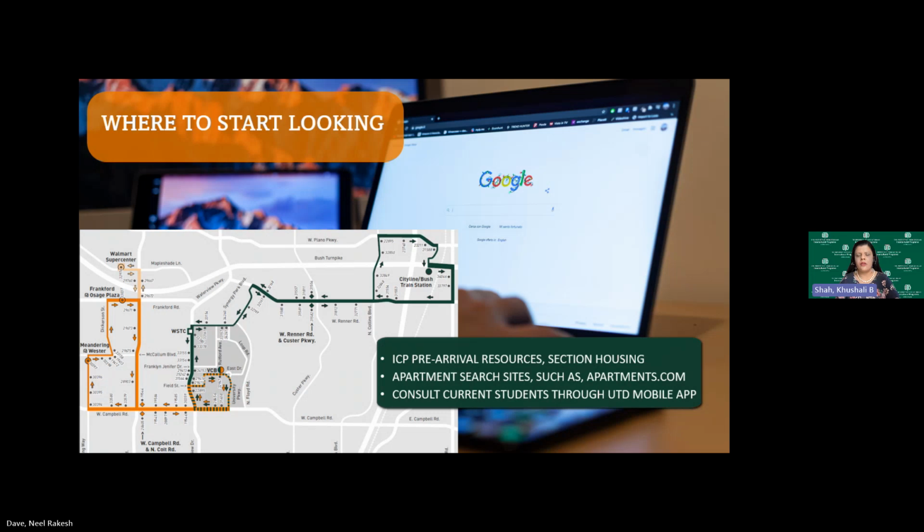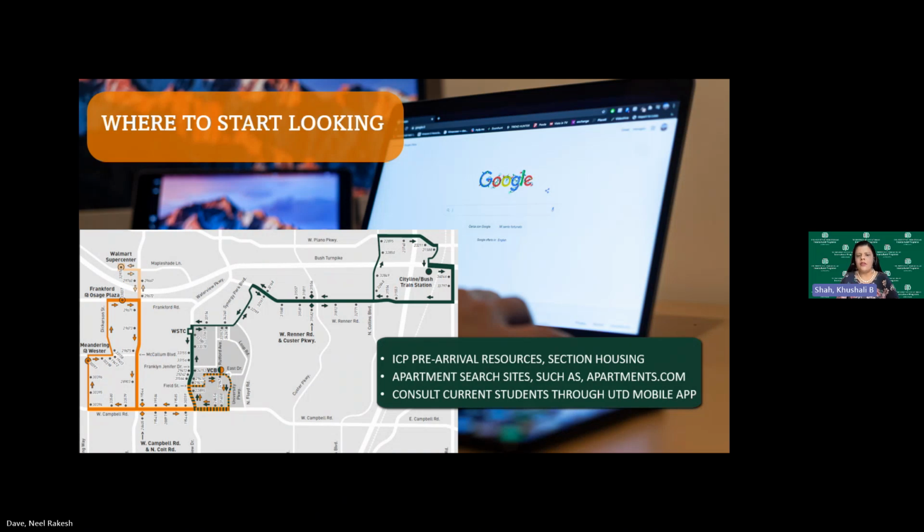One of the resources that we have is our web page. So if you go to our web page under International Students tab, there is pre-arrival resources, and in there's a whole section dedicated to housing. In that section, you will find a list of all the off-campus apartments that are within 3-mile radius of the campus. You will also find a database for Dallas off-campus housing in there.